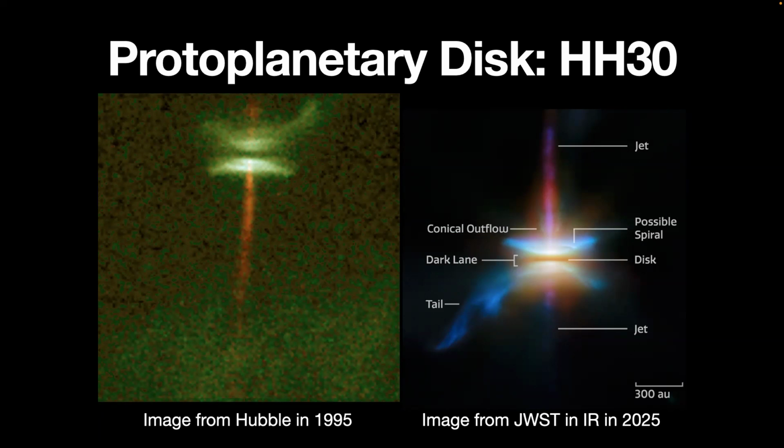The JWST image is labeled with the features of this protoplanetary disk. You really can't see the disk. It is behind this dark lane right here, but it is there. You can also see jets coming out of the top and the bottom, which we will talk about a little bit later, as well as some other types of outflows. So this is a protoplanetary disk. You could think of it as a solar system in the making.